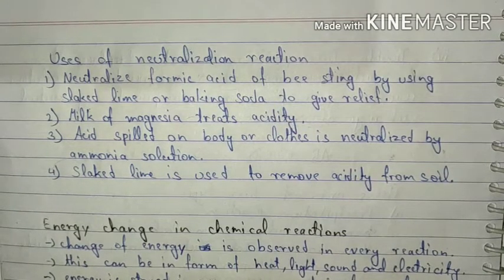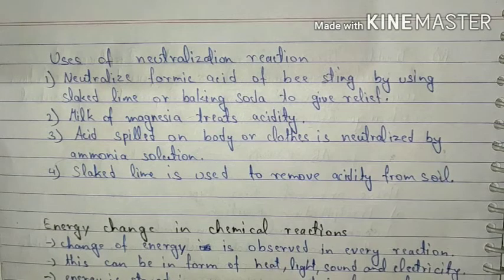You all must have observed that when a honeybee stings you, it is very painful and you have a burning sensation there. It is because the bee releases formic acid into your skin. Now, on application of a mild base like baking soda, the pain and the burning sensation are relieved, providing relief to the patient.